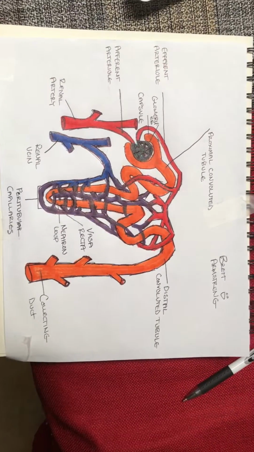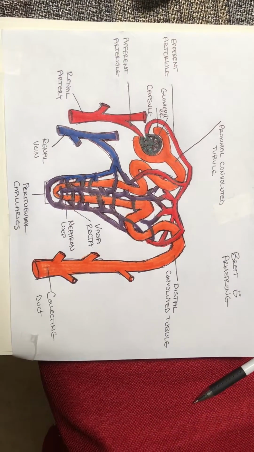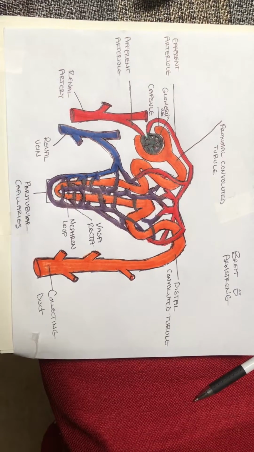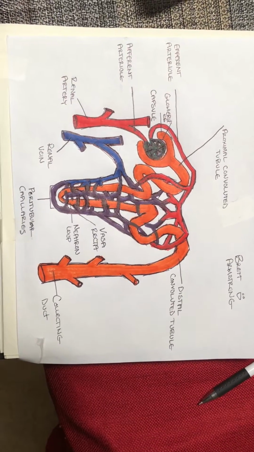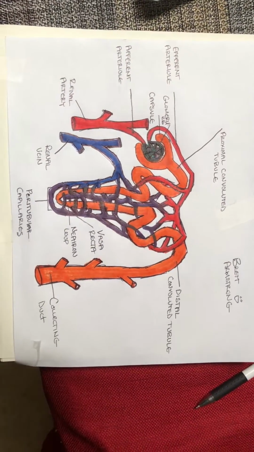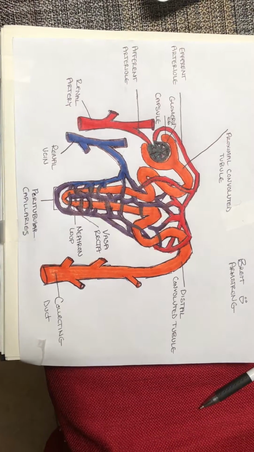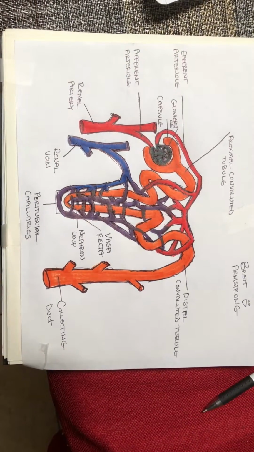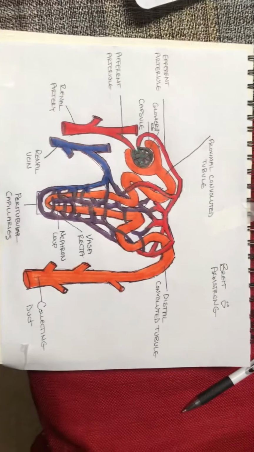All right, so for my Bio 202 extra credit, we're doing urine formation. So here you have my terribly drawn diagram.